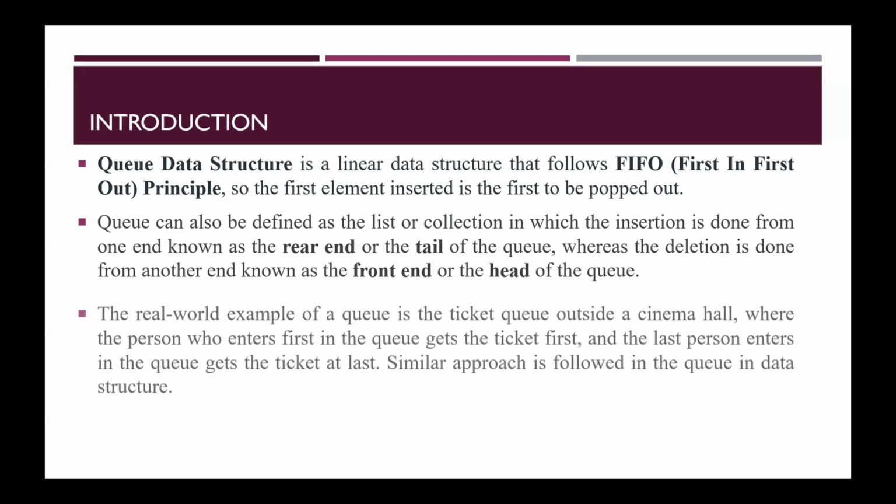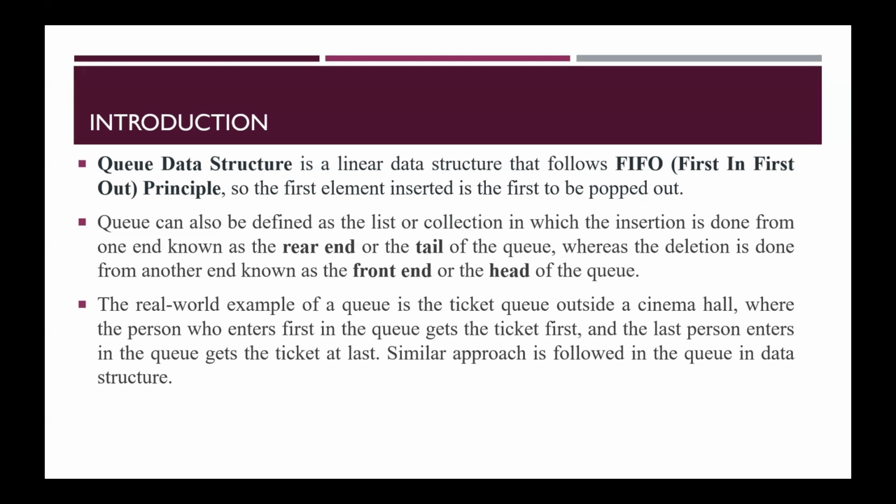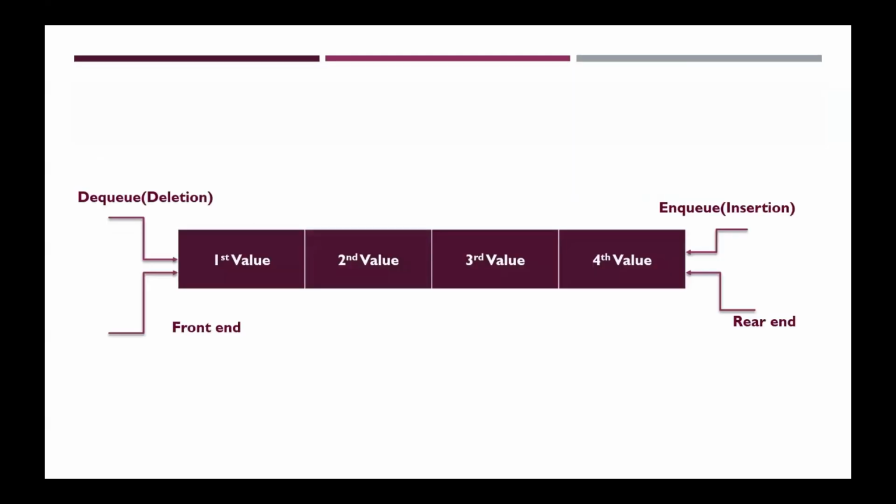For example, we can consider a ticket counter in a cinema hall. The person who enters the ticket counter first gets the ticket first. So this is the procedure, that is first in first out. The same thing we can assume in the case of a flight. Whenever we enter the flight queue, the first person who entered the queue goes inside the flight first. So this is the procedure of the queue, first in first out.